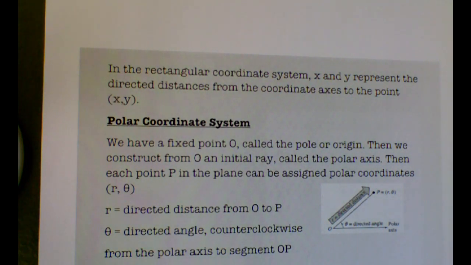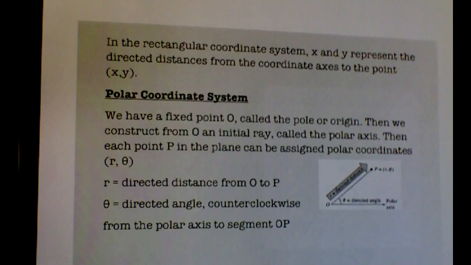In the polar coordinate system, we actually have a fixed point, O, which is still the origin. We call it the pole sometimes in the polar coordinate system, though. Then we construct from O an initial ray called the polar axis. Generally, this is similar to having our x-axis. Then each point P in the plane can be assigned polar coordinates (r, theta).